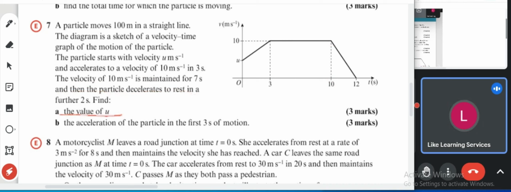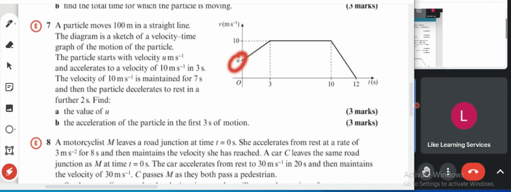Find the value of u. How will you even find the value of u? It's easy now, is it not? That's not a difficult thing.